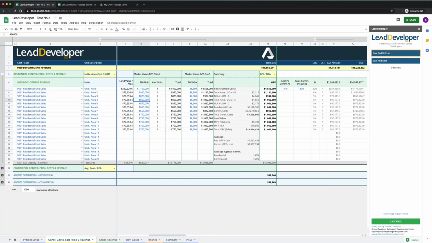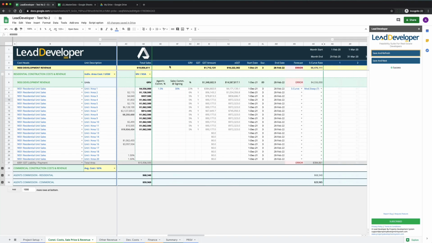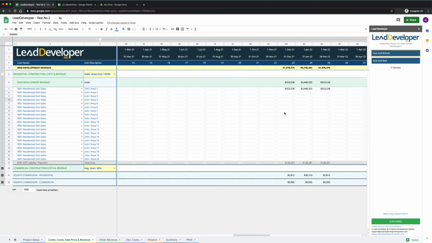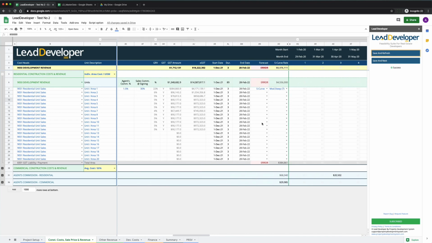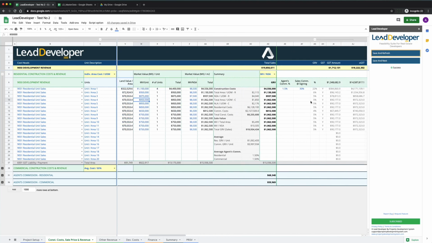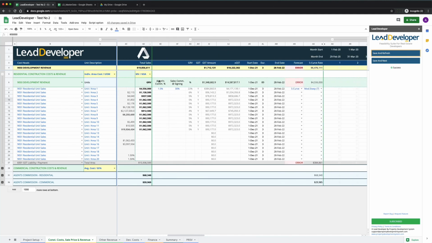Our next section here is about agents commission and different error checks, and I'll show you what these error checks are. These error checks are there because we haven't really added any data over here. So I'll get into that in the next section, which is all about agents commission and the sales commission and signing and all those things.